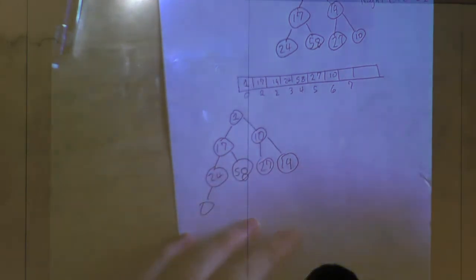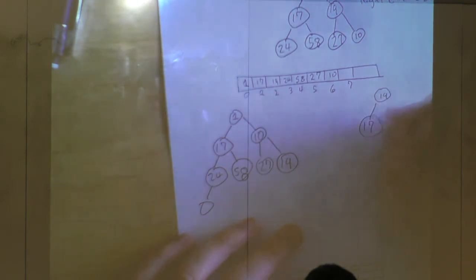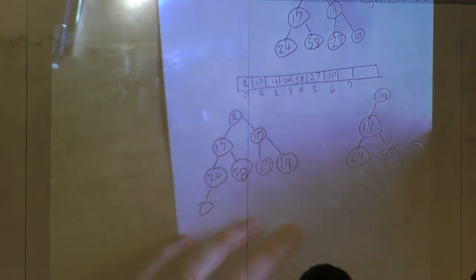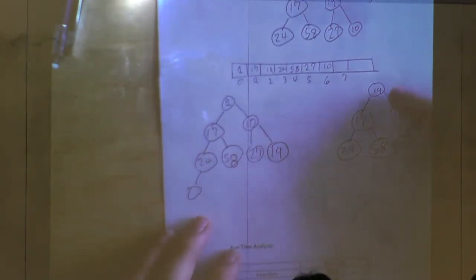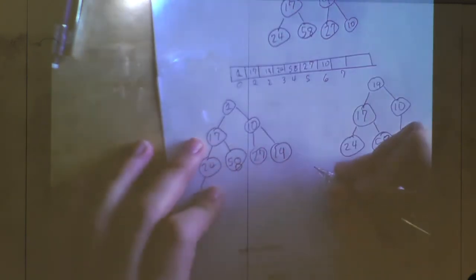So if we have our tree here, we'll replace the root with 19. We'll get 17, 24, 58, and this is still 10, and this is 27, and this child is gone. So we move the 19 up here. Now the 19 is going to percolate down, so we look at the two children, and we swap the 19 with whichever of its two children is less. So 19 swaps with 10, and we'll get this tree right here.